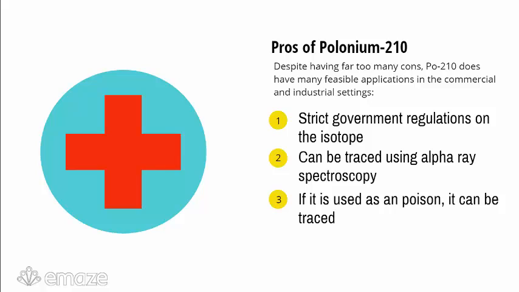Despite having many cons, polonium-210 does have feasible application in commercial settings. There are strict government regulations on the isotope, and it can be traced using alpha-ray spectroscopy. And if it is used as a poison, it can be traced. These all lead to polonium-210 being used safely in industrial settings.